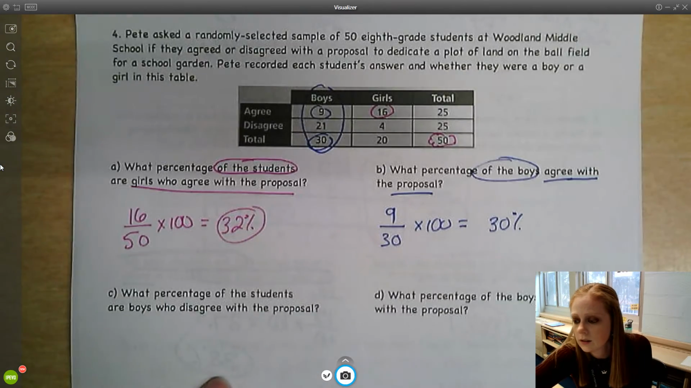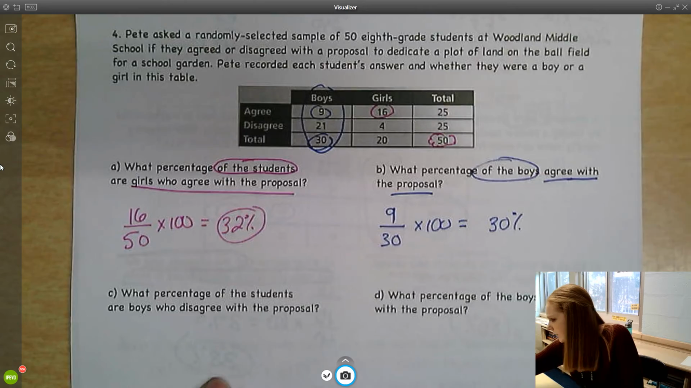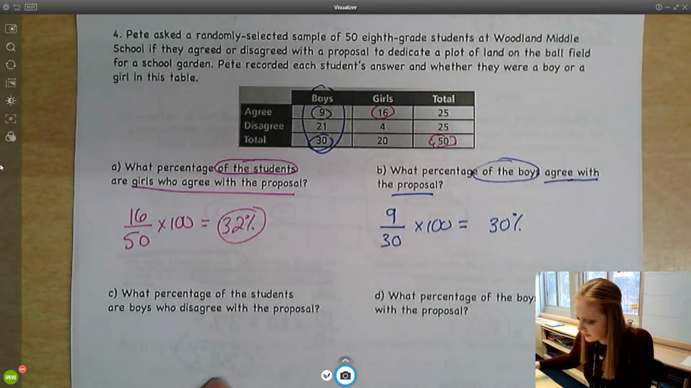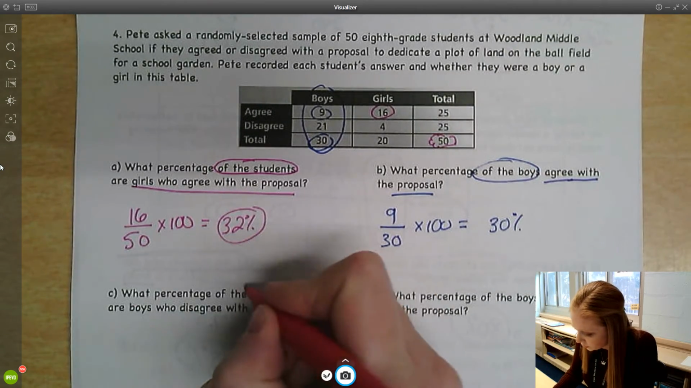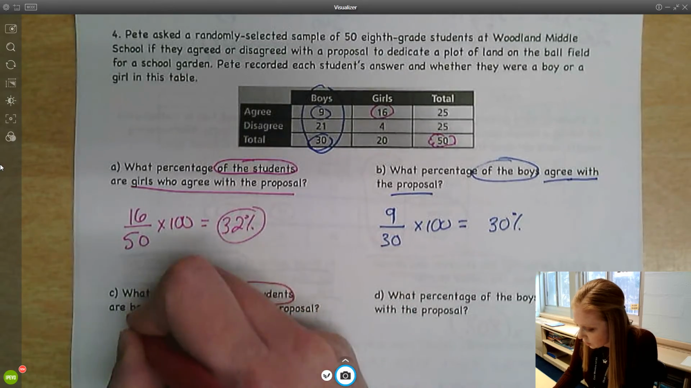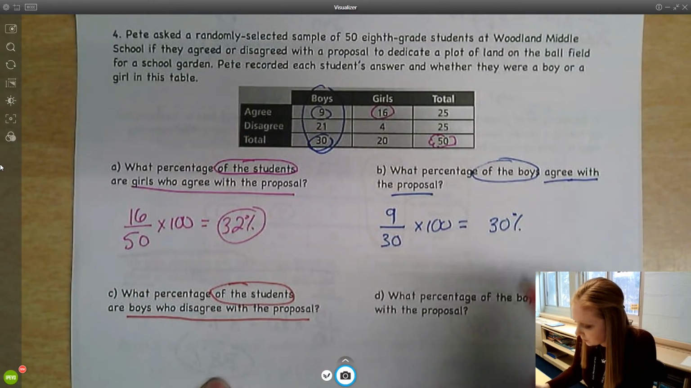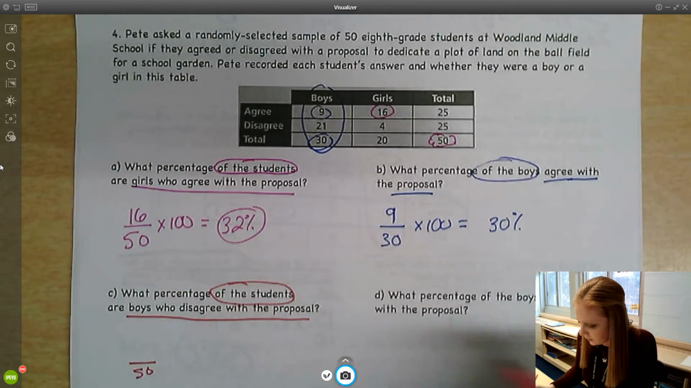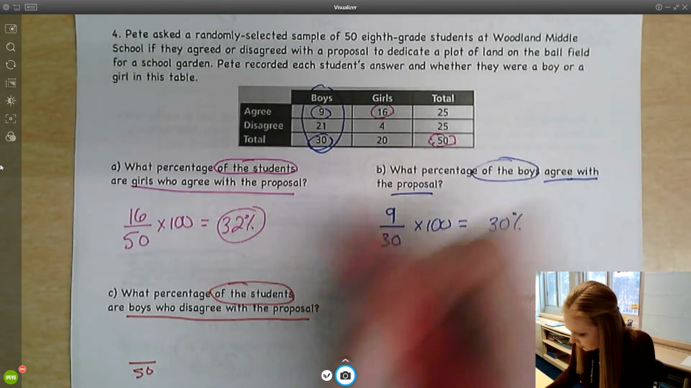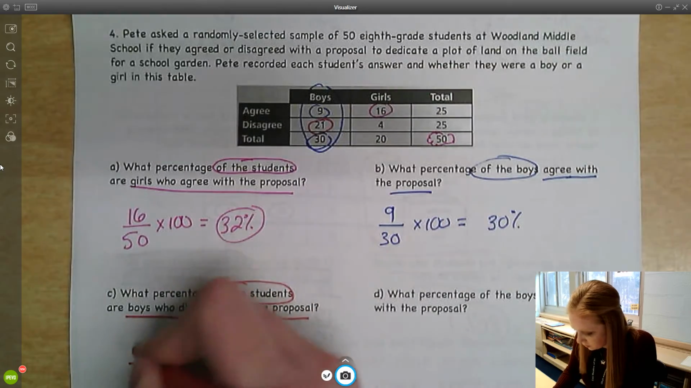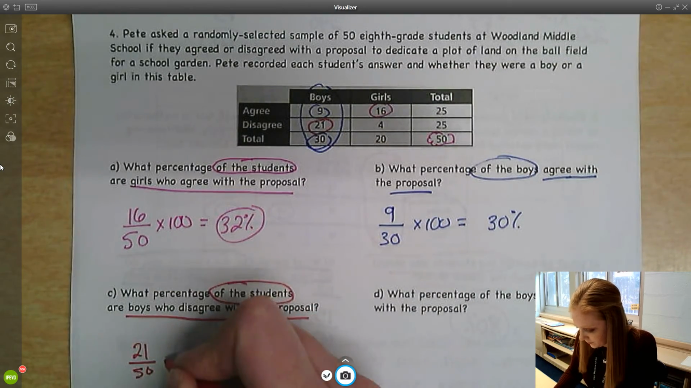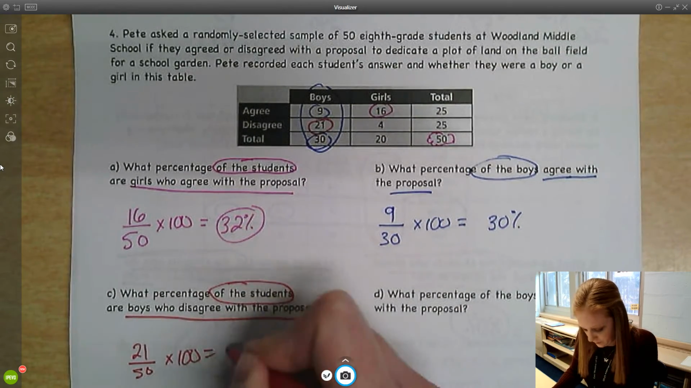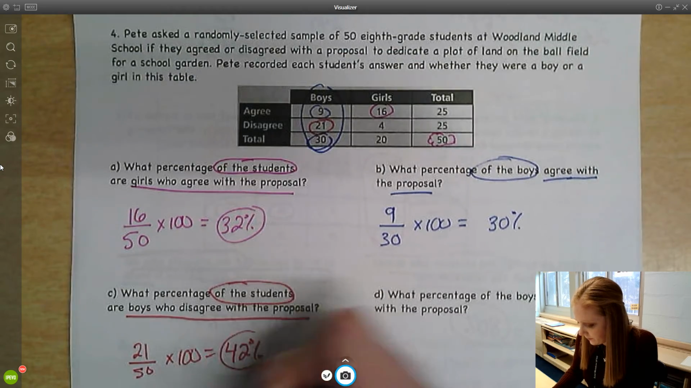Okay, and then grab another color. What percentage of the students are boys who disagree with the proposal? So we're looking at our 50 again. Boys who disagree with the proposal would be this 21. And that gives us 42%.